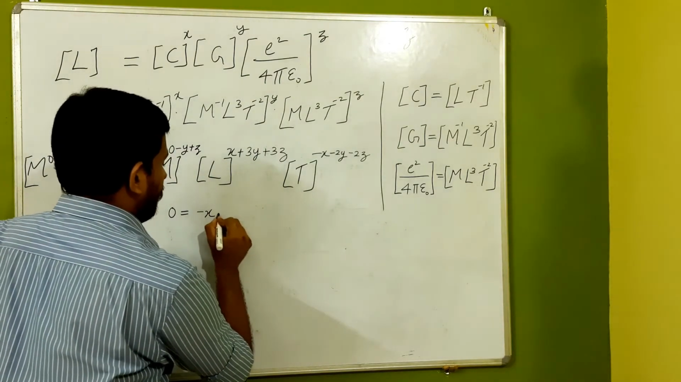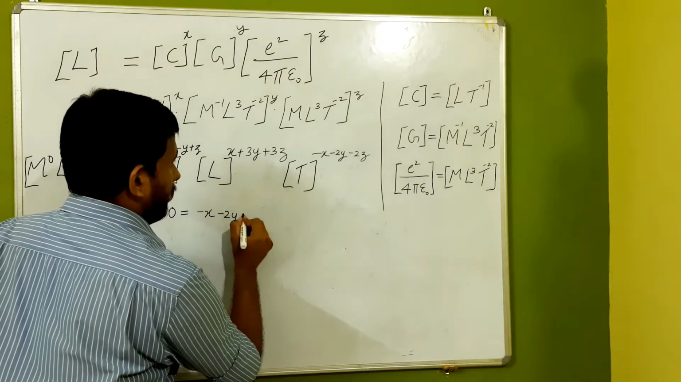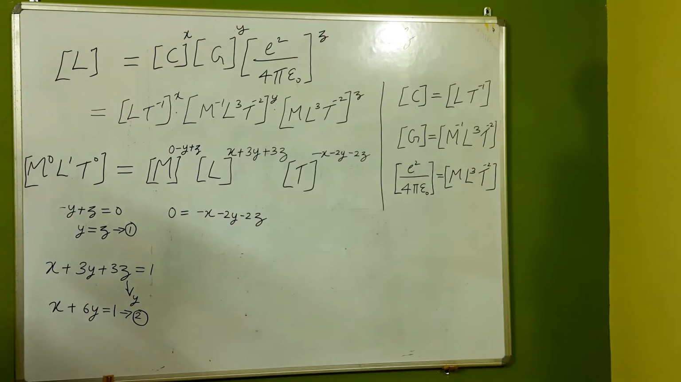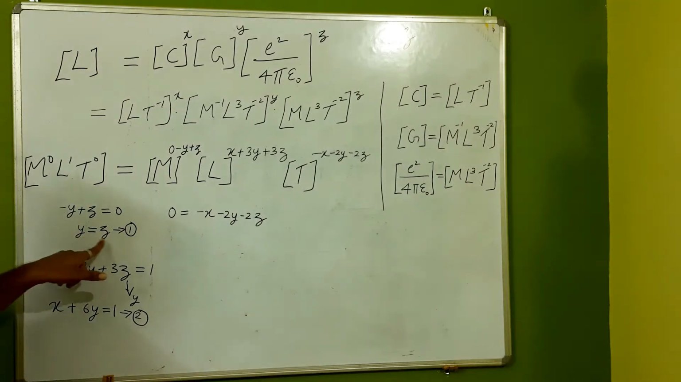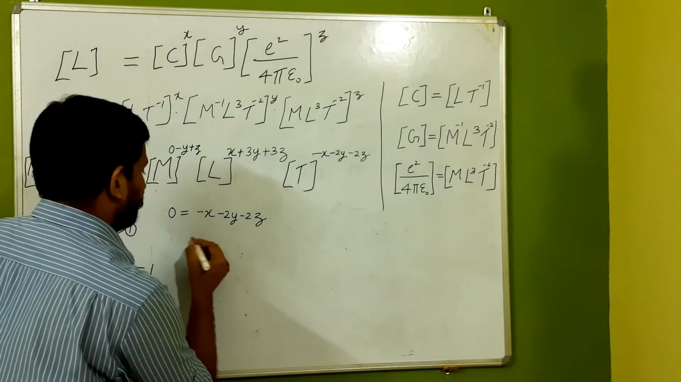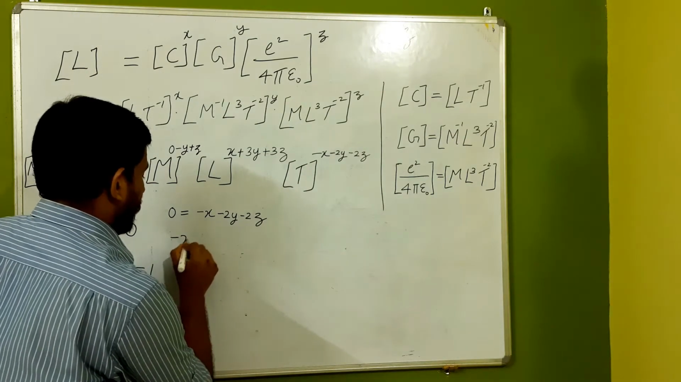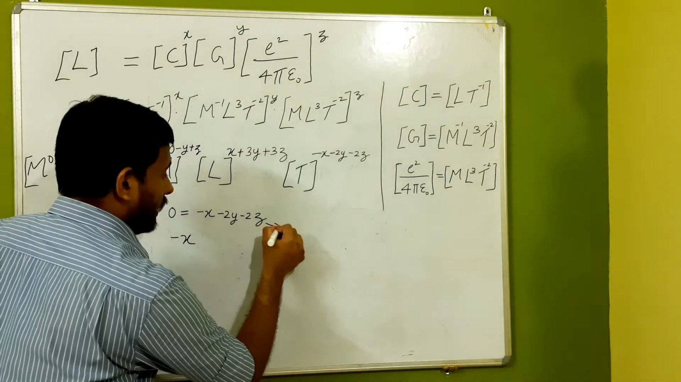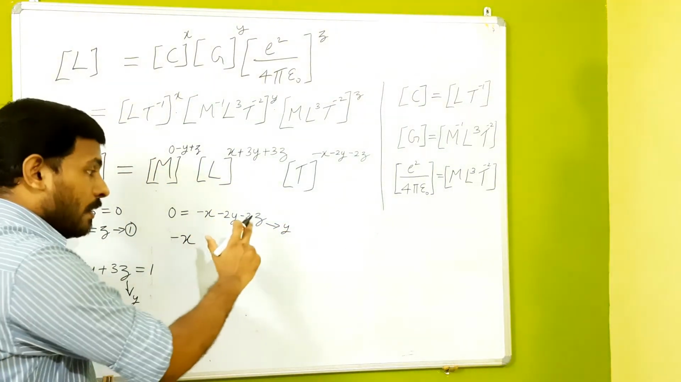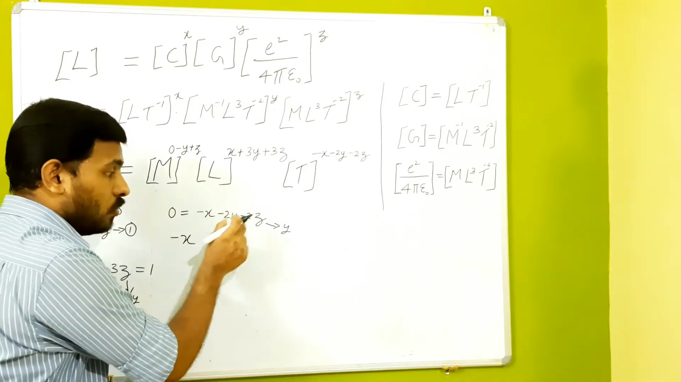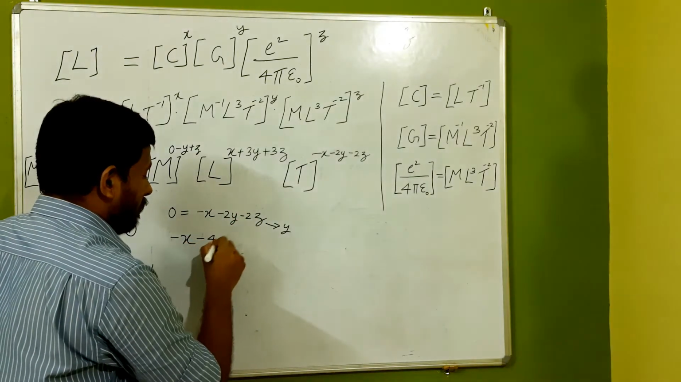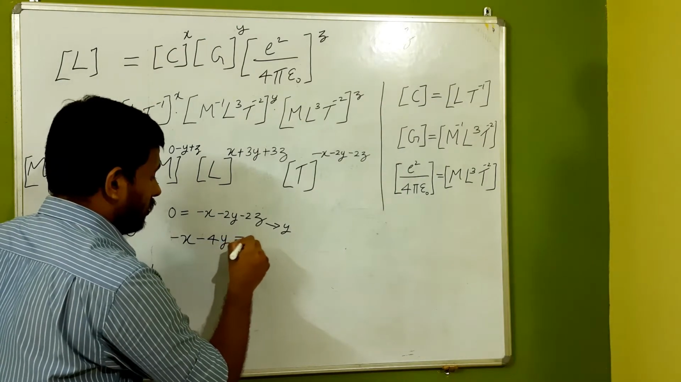Minus x minus 2y minus 2z. But we know that y is equal to z. So I can put it here as minus x. For this z, I put y. Therefore, it becomes minus 2y minus 2y. Minus 2y minus 2y becomes minus 4y. Minus 4y is equal to 0.